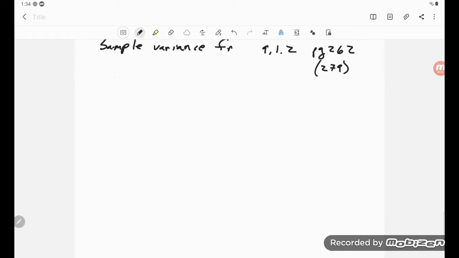So we want to look at this sample variance S squared, and our definition is 1 over n minus 1 times the sum i equals 1 to n of our xi's, our data, minus the sample mean, squared.